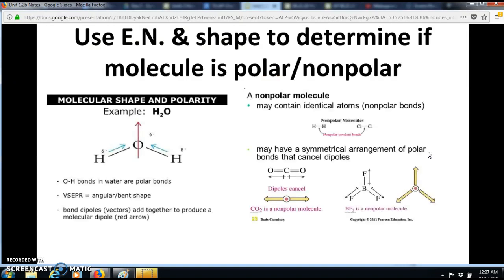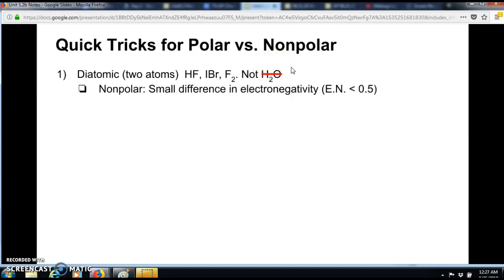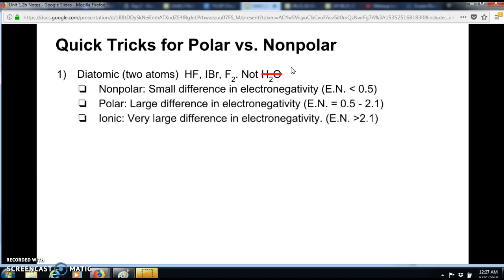Now, even though this is super important for understanding polarity, it's not always easy to figure out if something is polar or nonpolar just by looking at it. So what we're going to do is use some quick tricks for polar versus nonpolar. The first quick trick is for diatomic, where there are two atoms, and that means exactly two atoms. We wouldn't count water, H2O, because that molecule has 3 atoms in total. So if it only has 2 atoms, we utilize the differences in electronegativity to determine if it's polar or nonpolar or even ionic.